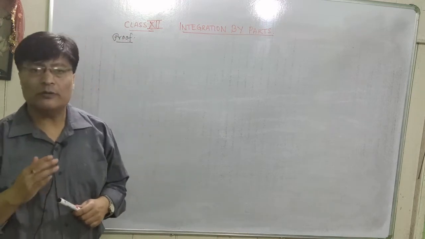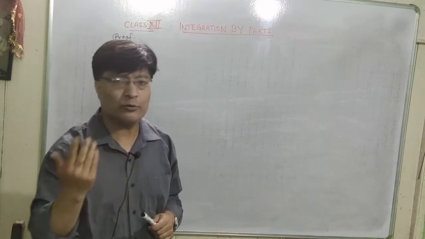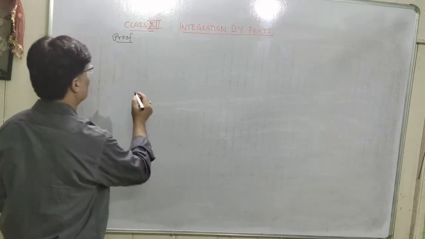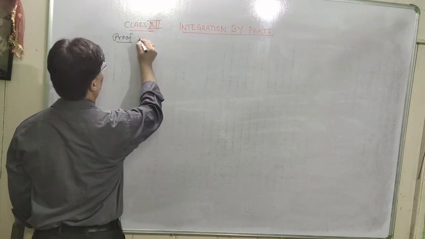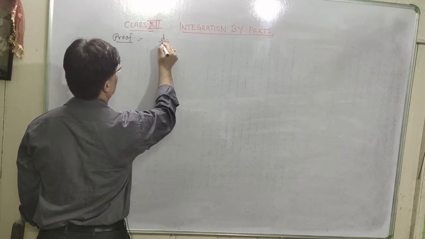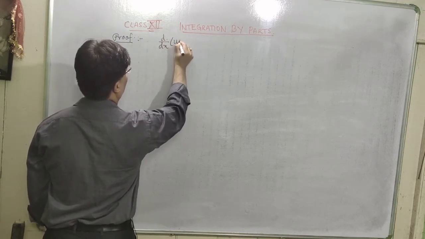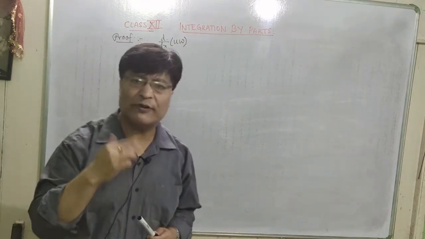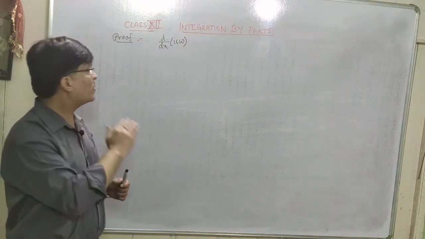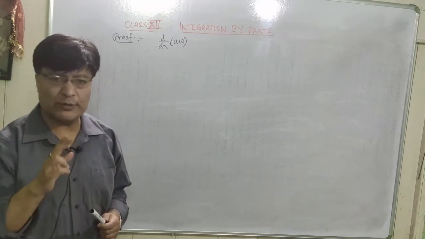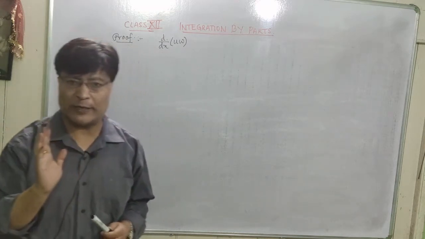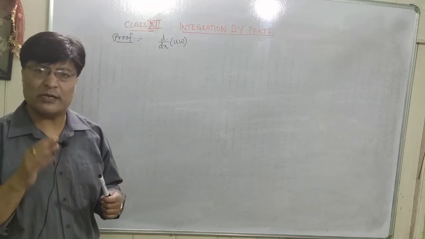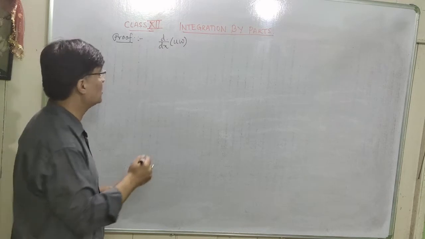So now you know the differentiation of the product of two functions, that is your product rule. You have done it in class 11 also, right? Suppose you have d/dx of u into, let us write w here, where u and w are two different functions of x. So how can you find out the differentiation of the product of two different functions with respect to x? You know that this is known as the product rule.